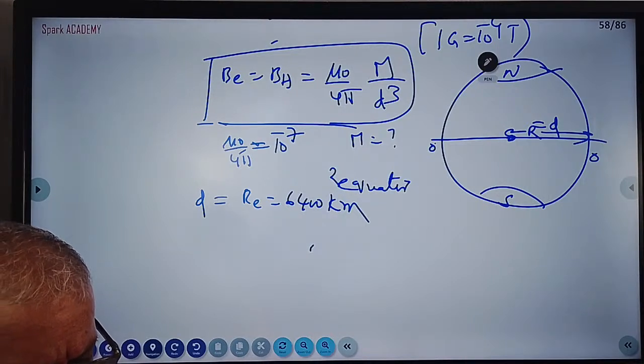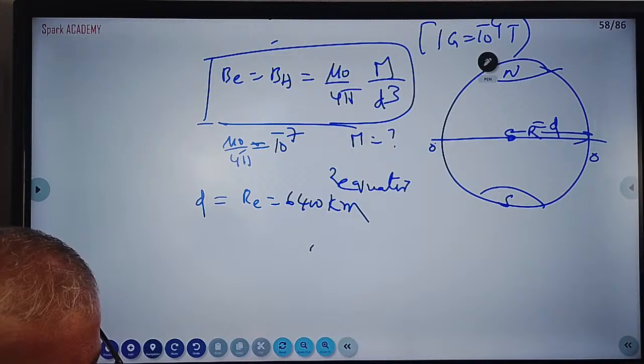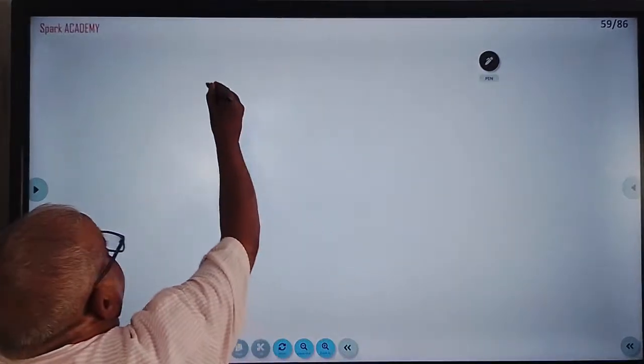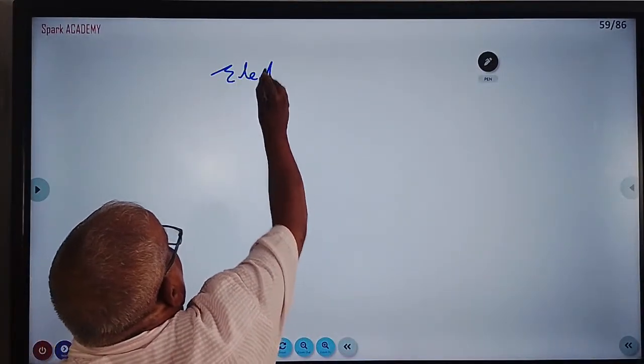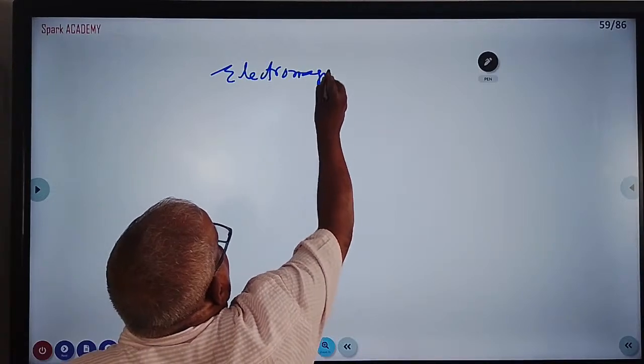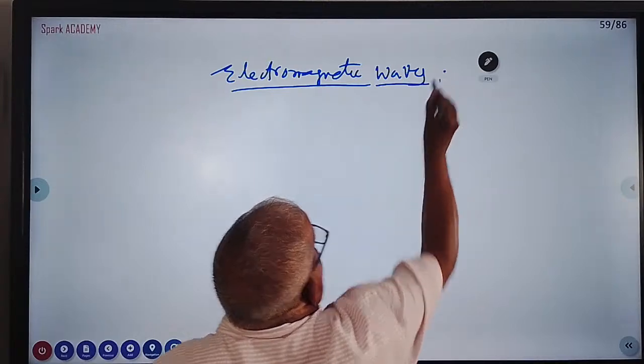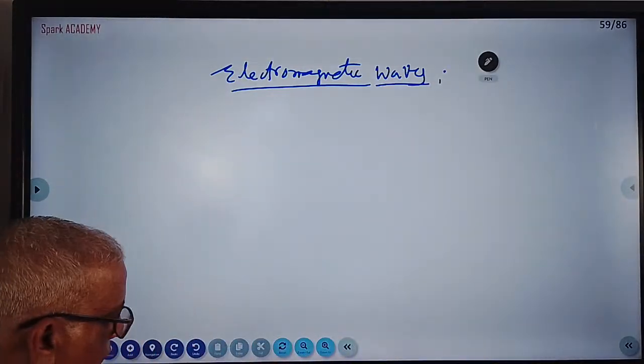Okay, now we did alternating current questions. Now we are doing EM waves. Next is nothing but electromagnetic waves. Next chapter is electromagnetic waves.